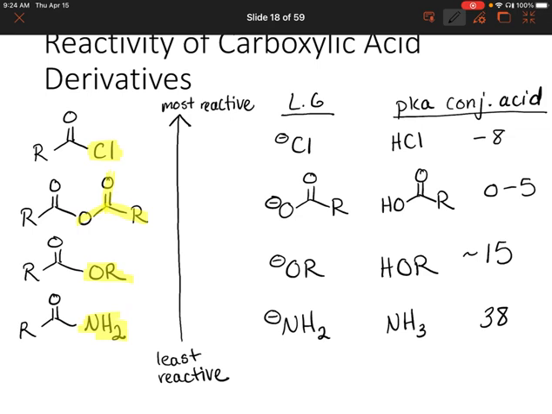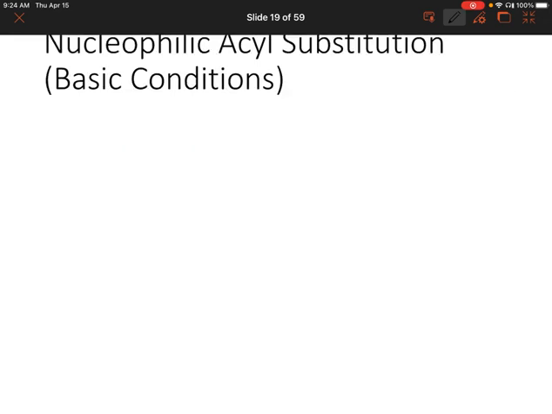And we're going to start going through each of these derivatives, how to prepare them, and the reactions that they can perform. But in general, all of these derivatives can undergo what's called nucleophilic acyl substitution. So let's talk about that. And we're just going to talk about it in generic terms, and then we'll look at specific reactions.